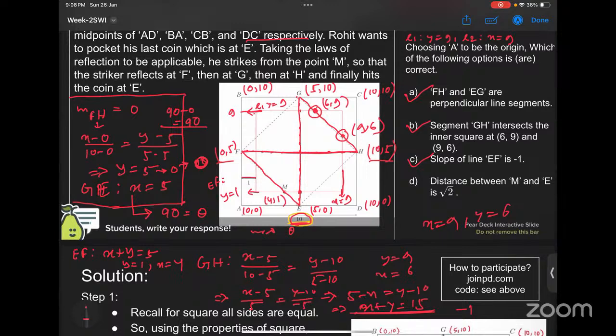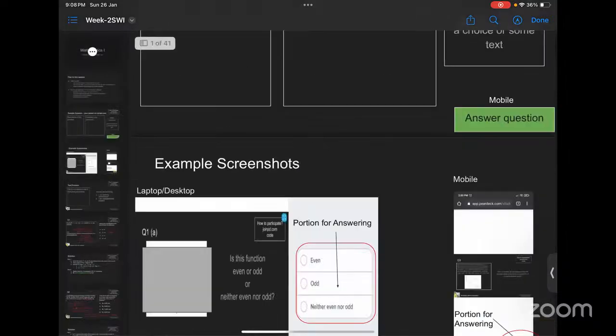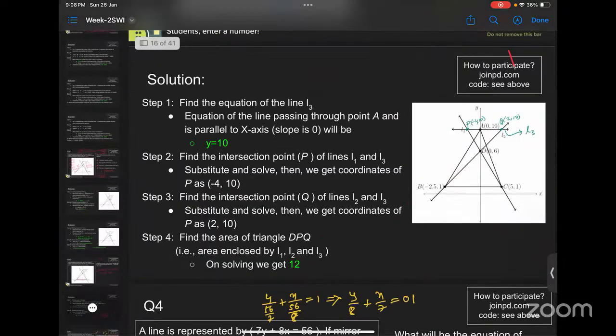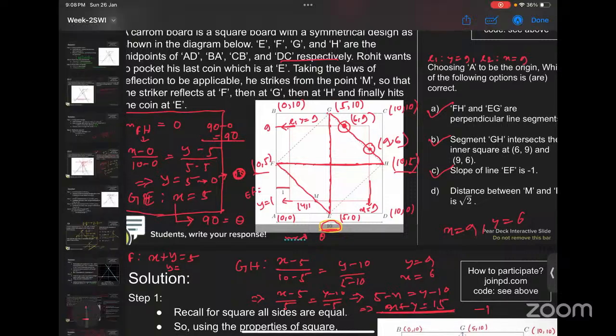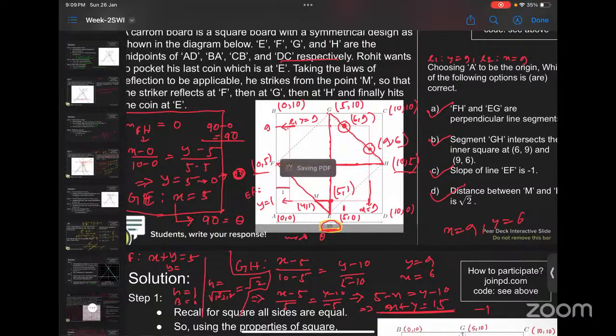Similarly, we can calculate the coordinates of this point. You can see the screen, right? Yes, madam. So the coordinate of M we got as 4, 1. For this point, the x coordinate remains 5, and we have to calculate the y coordinate, which is 1. So we have this triangle. The height of the right angle triangle is 1 and the base is also 1. Then the hypotenuse will be root over 1 squared plus 1 squared, which is root 2. So option D is also correct. Any doubt?